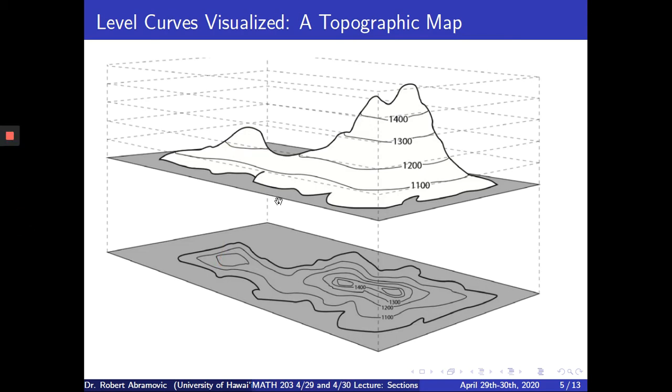Okay, so there you have it. That's how, even though this is drawn on a piece of paper, a two-dimensional plane, it can be used to reconstruct this three-dimensional surface. That's what contour lines are used for. Contour lines are also called level curves.